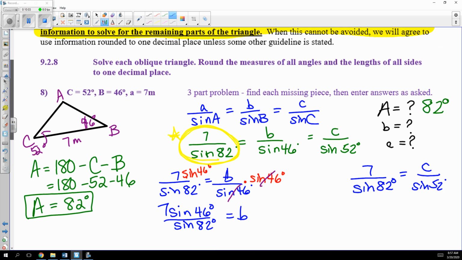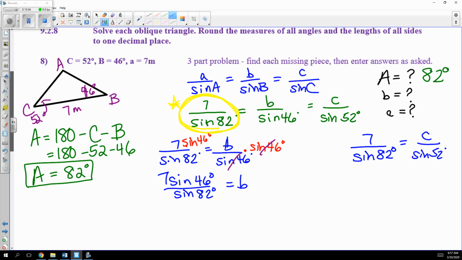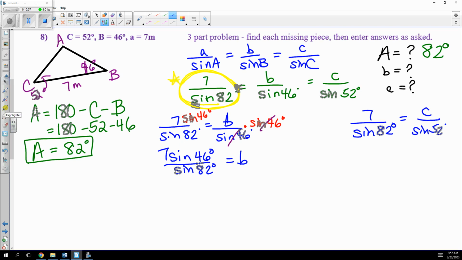Okay, now you're ready. This is what I would call a calculator ready answer, and you're ready to type it into your calculator. I would suggest getting calculator ready answers as much as possible before you type it in. Remember that when you press the sine key, your calculator is going to open parentheses automatically. And it is absolutely imperative right here that you close the parentheses behind the 46 before you divide by the sine of 82. It's going to open it again around the 82.